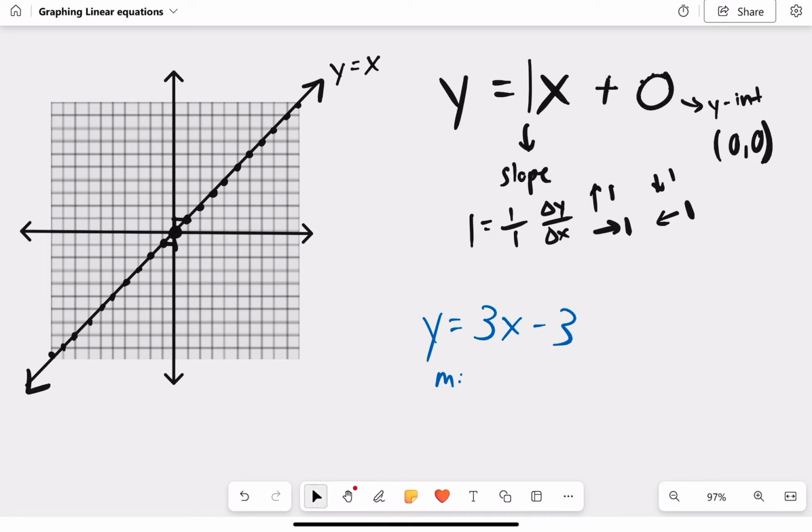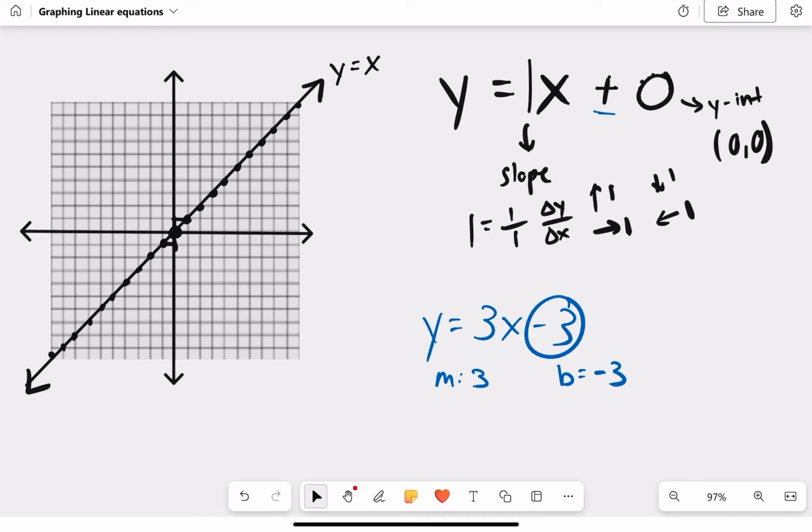M, our slope, is 3. And b, our y-intercept, is -3. You always have to include the sign in front of b. Over here, since it's addition, it's implied that it's a positive number; you don't write a plus in front of every positive number. But in negatives, it's important you don't forget the negative sign.